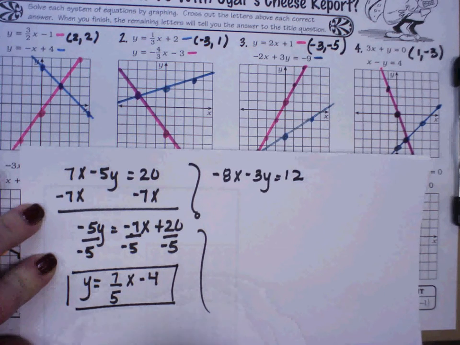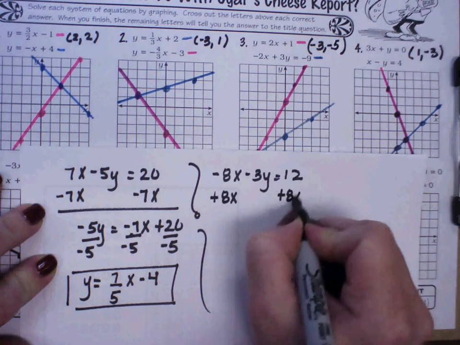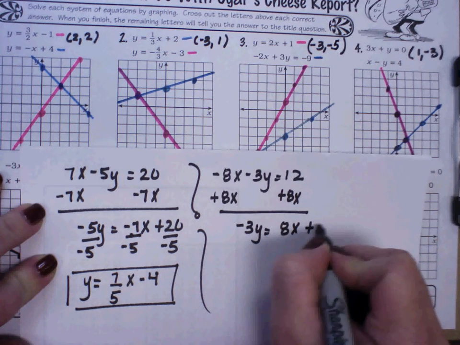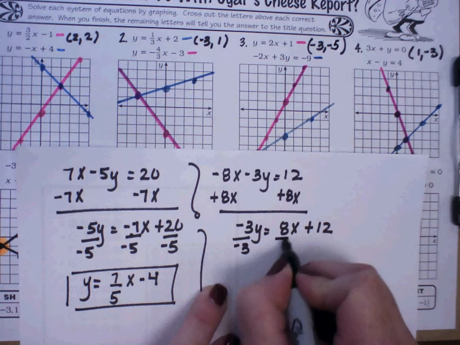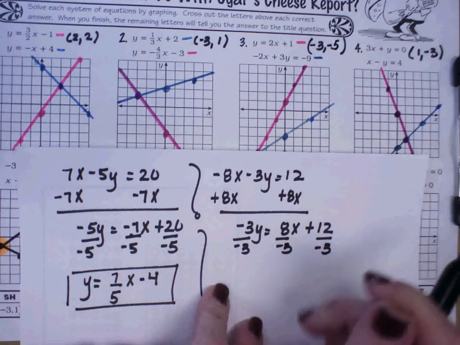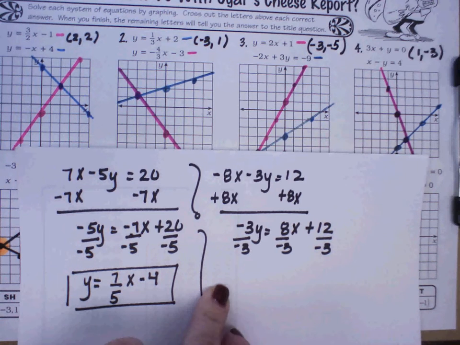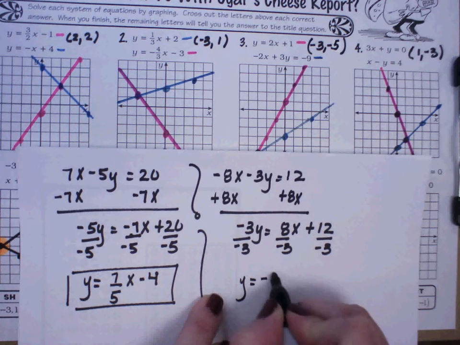With me? All right, so plus 8x. So negative 3y equals 8x plus 12. And now divide by. See, I wasn't lying. How many weeks have we been solving for y? Oh my God. And it doesn't stop. It doesn't stop until the end of the year. All right, so y equals negative 8/3 x minus 4. Thank you.